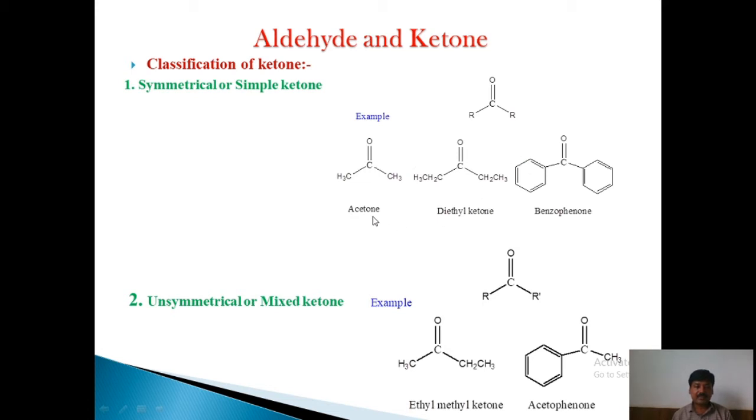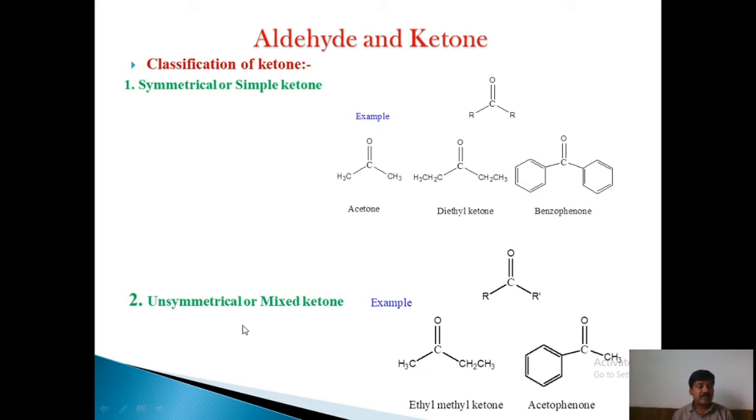Here this is your acetone. This is your example of symmetrical ketone because this carbonyl group is attached to the same alkyl group, that is, the methyl group. This is again a symmetrical ketone because this carbonyl group is attached to similar ethyl groups. Here is an ethyl group, here is again an ethyl group. This is also a symmetrical ketone because this carbonyl group is attached to two similar groups, that is, phenyl groups.